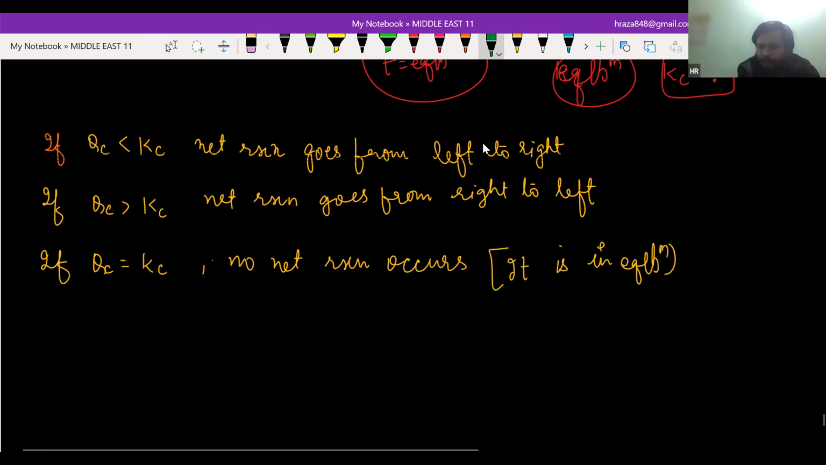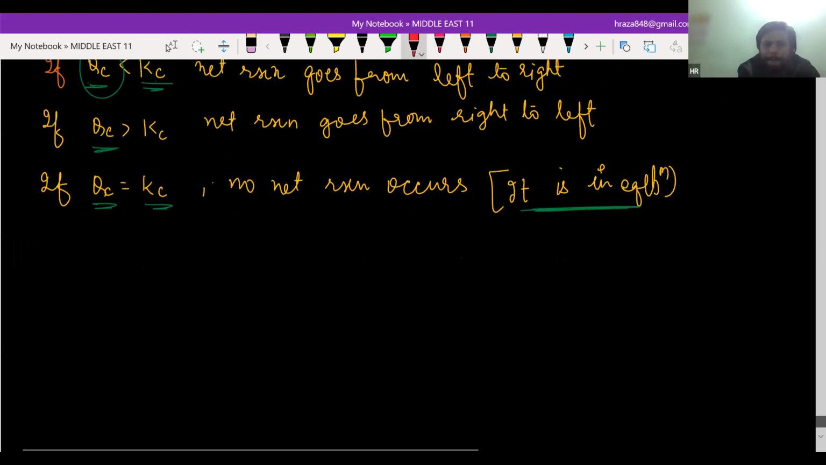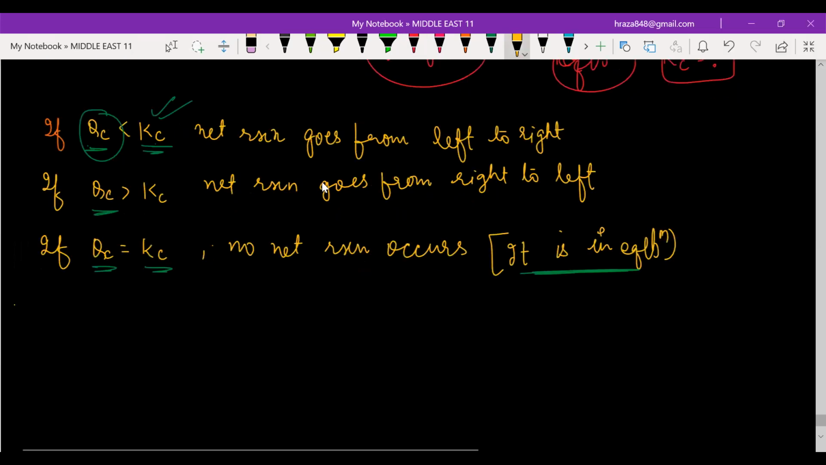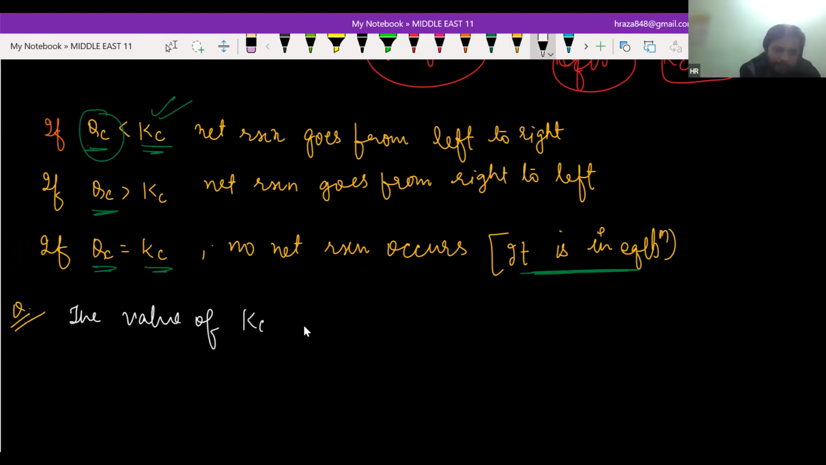Whenever there is the value of Kc, you have to calculate Qc in the same way that we calculated the value of Kc. Then we compare Qc and Kc. If Qc is less than Kc, that means left to right, reactant to product side. If Qc is greater, the backward reaction will happen. And if Qc is equal to Kc, it is in equilibrium. Is that correct, Fawaz? Yes, sir. Is there any doubt? No, sir. Saif? No doubt, sir.